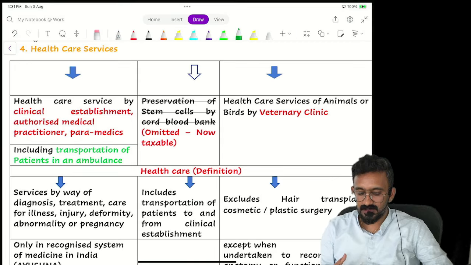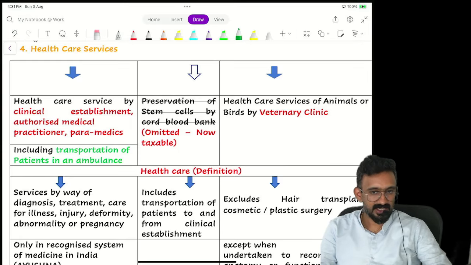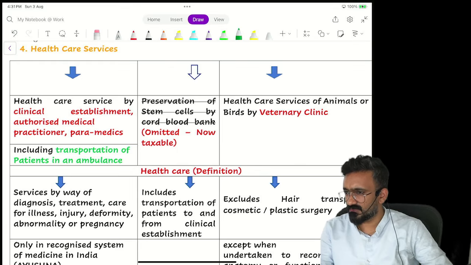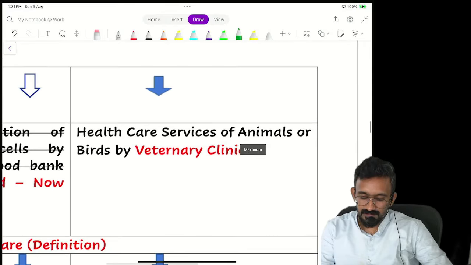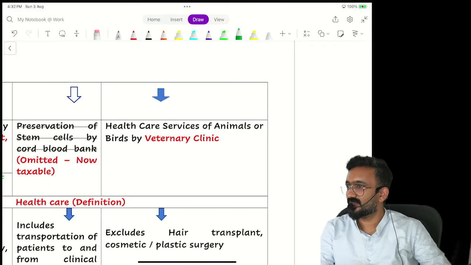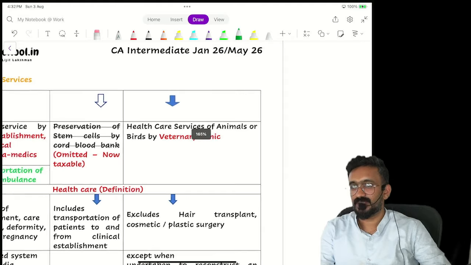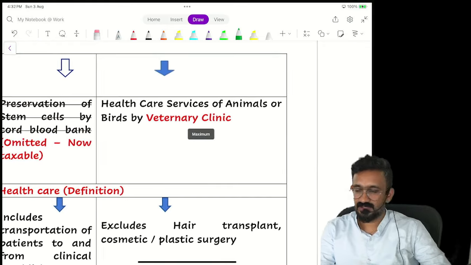Preservation of stem cells by cord blood bank is now taxable. Stem cells are stored when the baby is born, so that some transplant can be done. It costs some 85,000 rupees. Government is saying that only rich people are doing it, let's make money out of it, so they made it taxable now. But GST is a considerate law. Not only considers human beings, considers animals. Your pet dog has fever, 300 rupees OP ticket, no GST. Veterinary clinic is also covered.